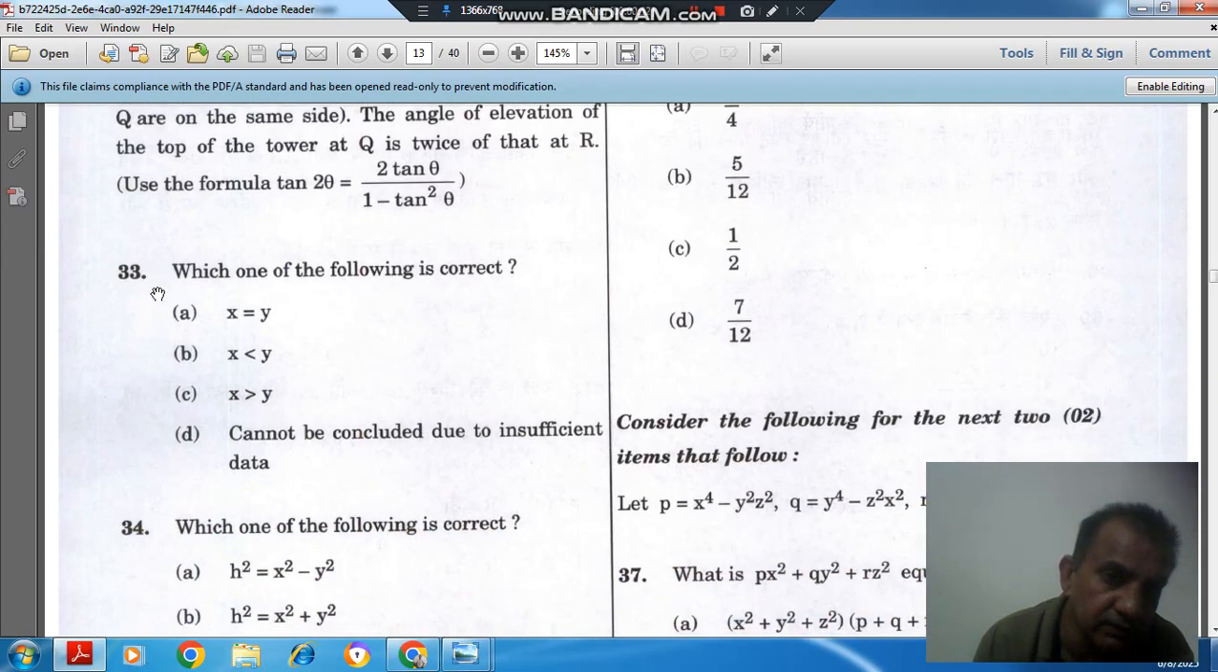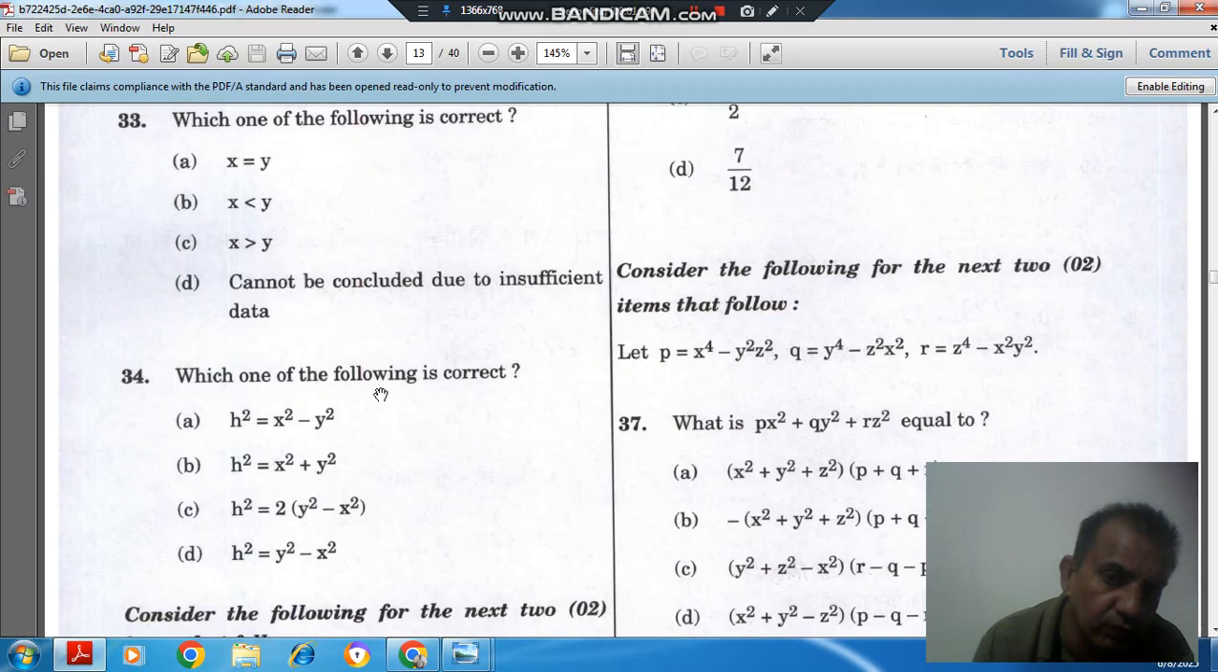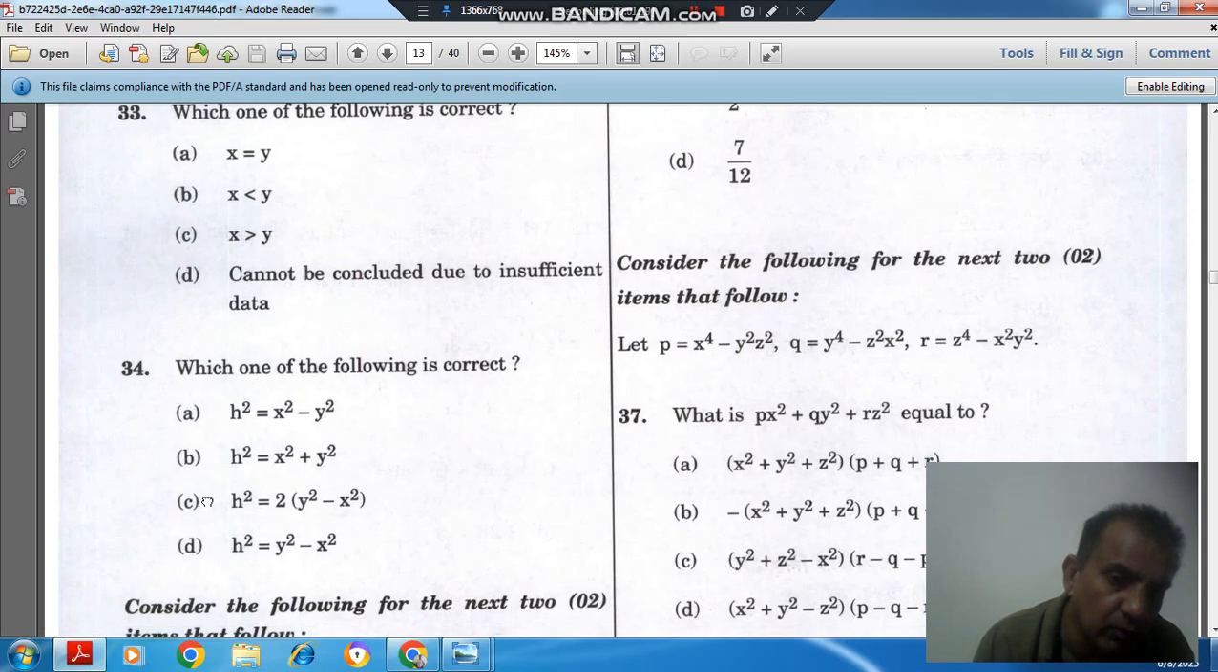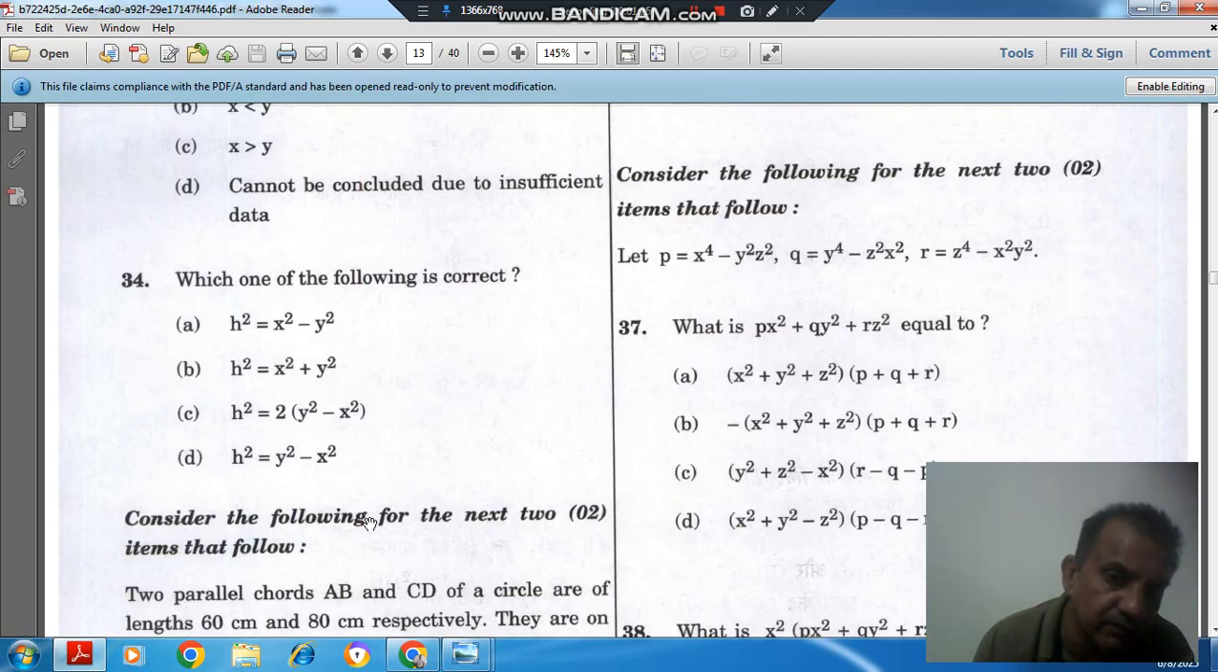And question number 33 is: which one of the following is correct? Option A, x is equal to y. Option B, x less than y. Option C, x greater than y. Option D, cannot be concluded due to insufficient data. And question number 34 is: which one of the following is correct? Option A, h square is equal to x square minus y square. Option B, h square is equal to x square plus y square. Option C, h square is equal to 2 bracket y square minus x square bracket close. And option D, h square is equal to y square minus x square.